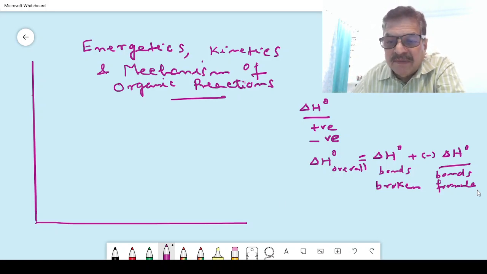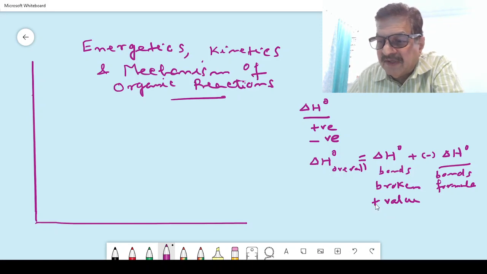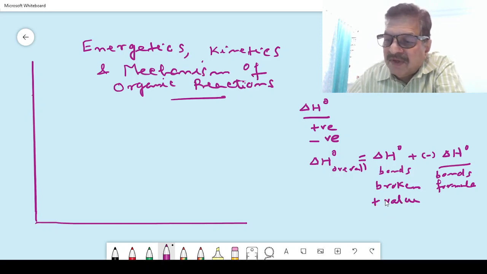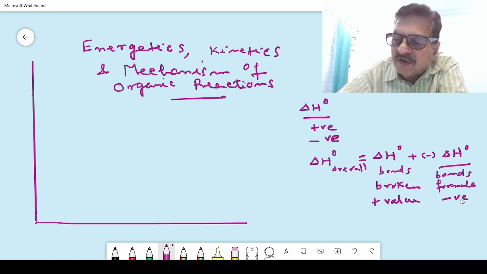Now, the first part of this equation will be a plus value, a positive value, because energy is needed for breaking bonds. The second part will be a negative value, because energy is released during the process of bond formation.